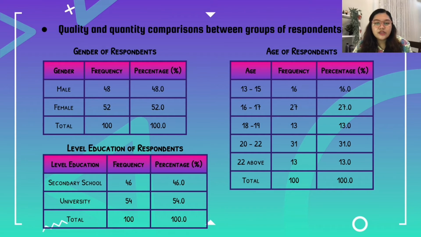16% of the respondents are of the age between 13 and 15. 27% of the respondents are at the age between 16 and 17. 13% of the respondents are at the age of 20 and 22, while another 13% at the age of 20 and above. In this respect, 100 respondents are separated into two groups of level of education, which is related to this study: secondary school and university. 46% of the respondents are from secondary school, while 54% are UC students. The survey was completed successfully by all respondents.